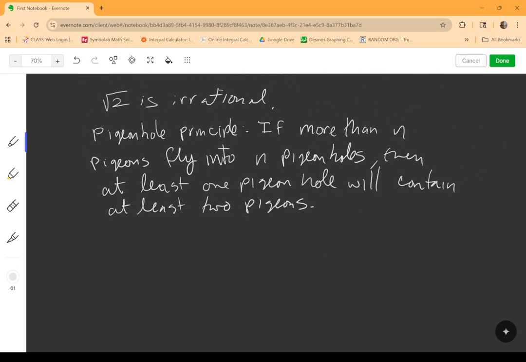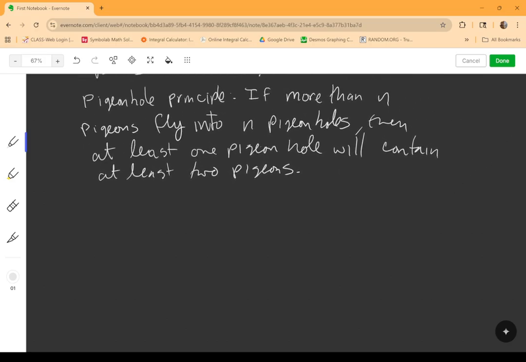Okay. Now, first of all, again, what this statement tells me and doesn't tell me. So here what this is saying is, let's say we have, this represents our pigeons, and this represents our pigeonholes. It says that if we have more pigeons than pigeonholes, okay, so in this case, we have 4 pigeonholes and 5 pigeons.